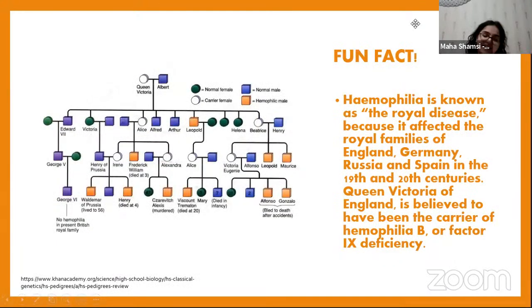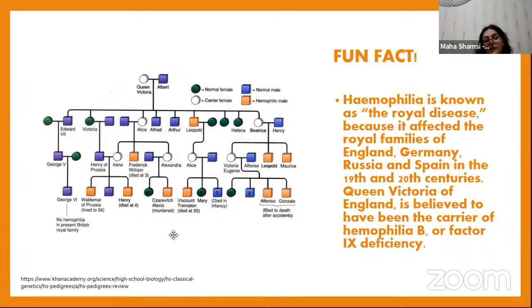Okay, so here's a fun fact. Hemophilia is a royal disease because it affected the royal families of England, Germany, Russia, and Spain in the 19th and 20th centuries. We now know that mutations sometimes occur due to breeding within the same community, incest. Royal families had a long history of breeding within their community, which is why mutations occur, or why a decrease in clotting factors occurs.